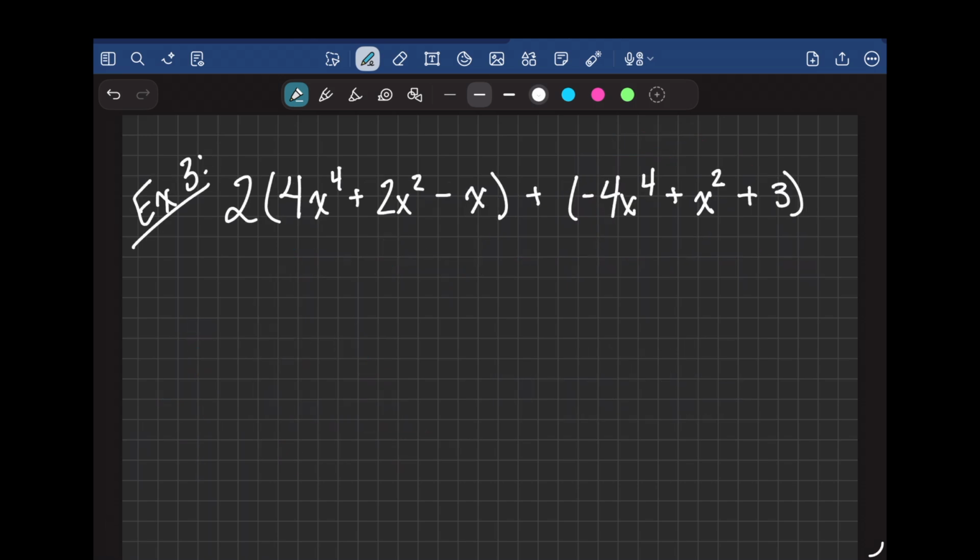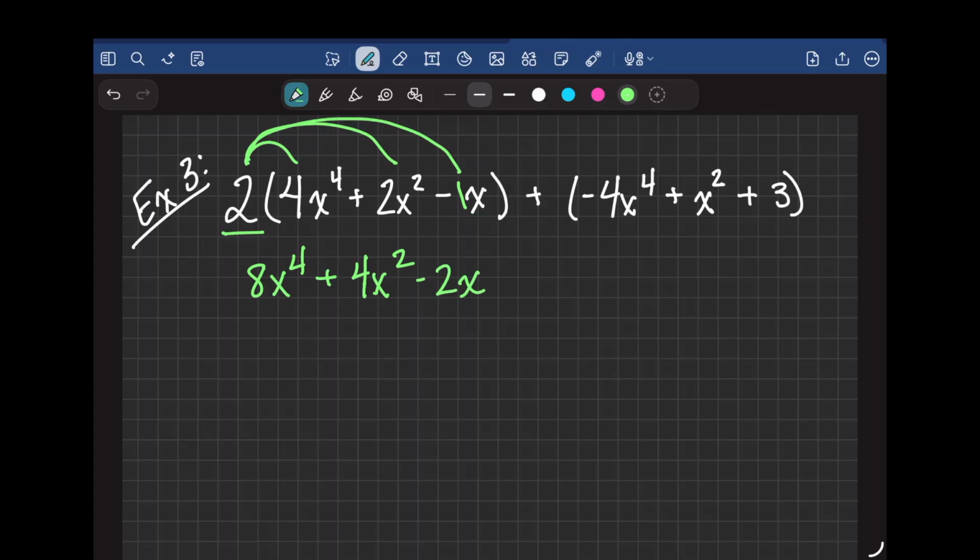Looking at example 3, this time we do have a number in front, so I'm going to start with that distribution. So 2 times 4 is 8x to the power of 4. 2 times 2 is 4, and that group was x squared. And then 2 times negative 1 is negative 2x. I'm going to stop here because my parentheses stopped, and now I'm just looking at the right side. Here I don't have any numbers touching the parentheses, so I'm just going to recopy what's inside there. So I have negative 4x to the power of 4 plus x squared plus 3.